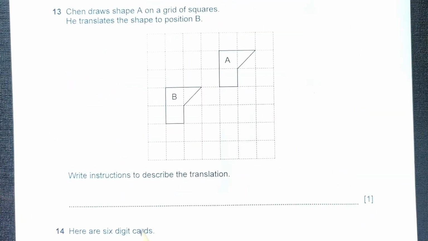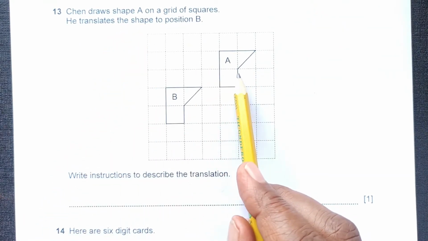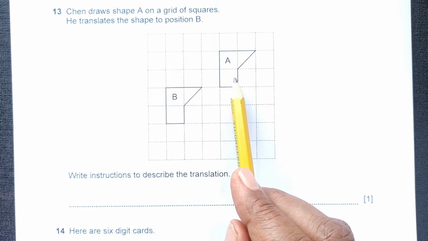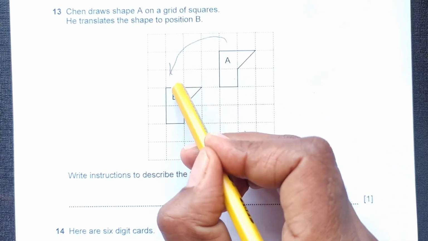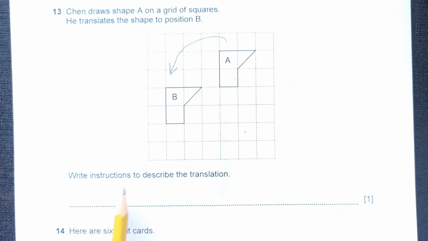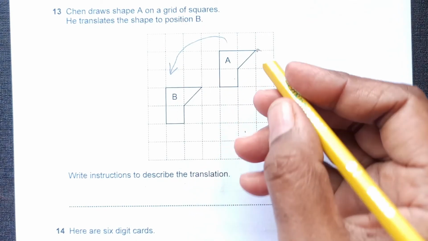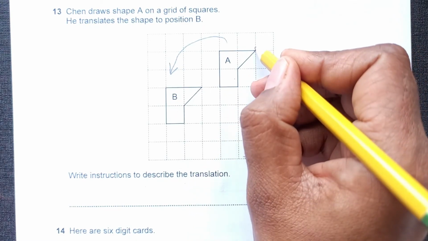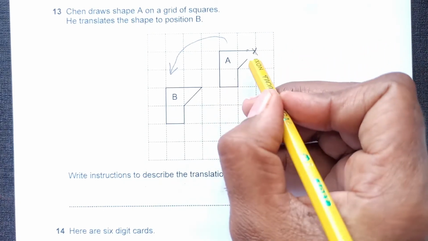Number 13, Chen draws shape A on a grid. Here is shape A. He translates the shape to position B. So here to here we need to see. Write instructions to describe the translation. So how it has been moved. So we can choose any one corner. Let's say we choose this one. See from here to here how we moved this one.